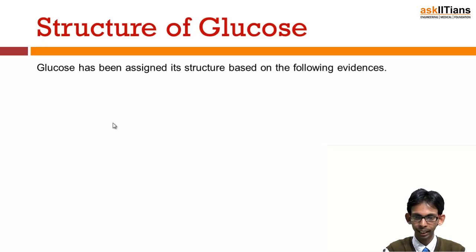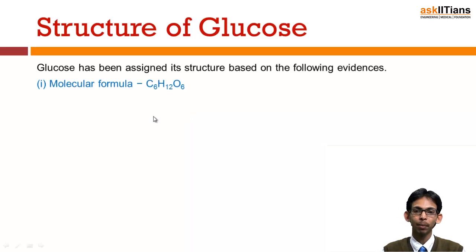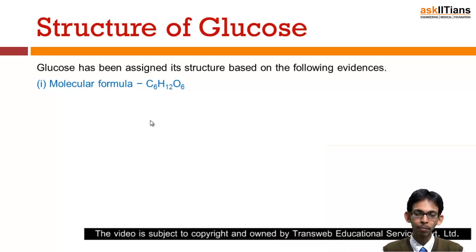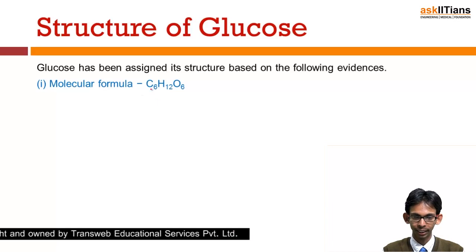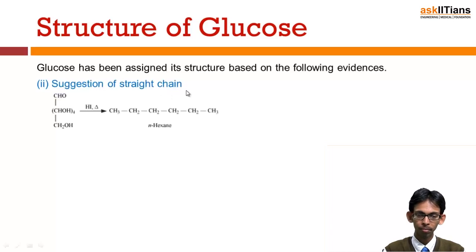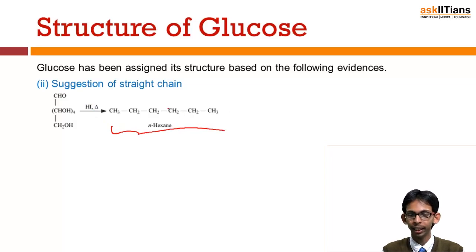Glucose has been assigned its structure based on the following evidences, and the first evidence is that it has 6 carbon atoms. It was observed using various techniques like X-ray and spectroscopy that the formula is C6H12O6, that means it contains carbon, hydrogen and oxygen. And when glucose was heated with hydrogen iodide, it resulted in formation of n-hexane, which is a straight chain hydrocarbon with 6 carbons. This indicates that there are 6 carbon atoms in a glucose molecule.